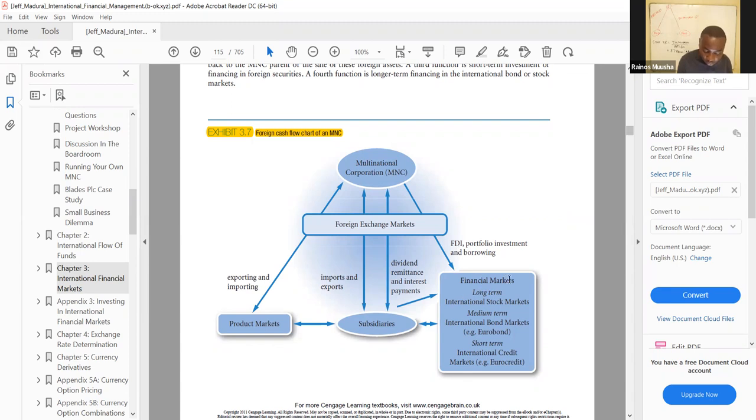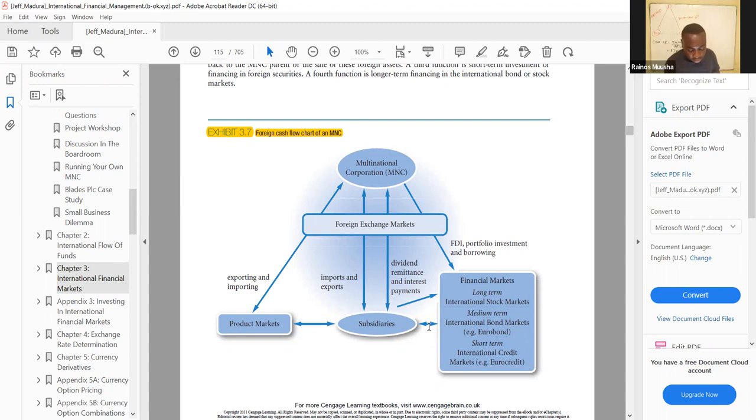Then there's also the relationship between the multinational corporation and the subsidiary with the financial markets. When you look at the financial markets, we're looking at the long-term international stock markets, in the medium term the international bond markets, and in the short term the international credit markets. Our multinational corporation can have foreign direct investment or portfolio investments and borrowing in the financial markets, and the subsidiary can also do the same transactions.